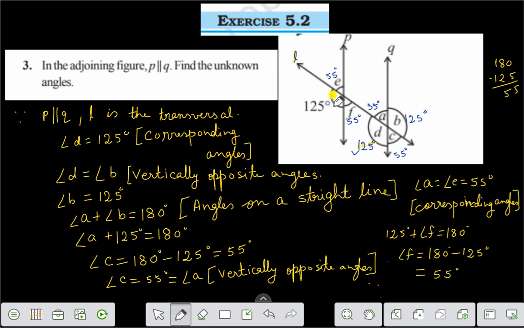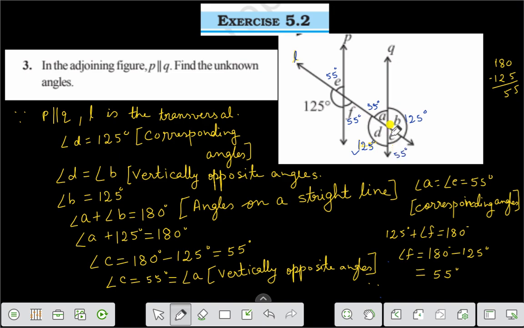Now here you see this angle, right? This is 125 degrees, this is 125 degrees, right? We can say that angle A and angle B are angles on a straight line. Therefore, you can say that angle A plus angle B is equal to 180 degrees, and angle A plus 125 degrees is equal to 180 degrees. Therefore, angle C is equal to 55 degrees, right?